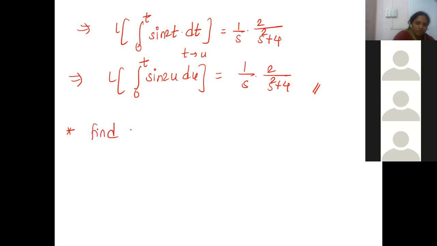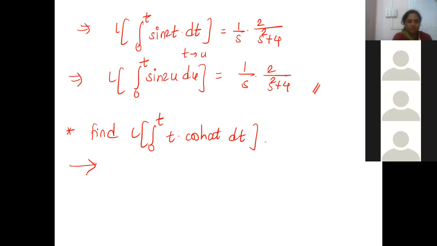Find the Laplace transform of integration from 0 to t of t cosh at dt. How will you solve this? Can you tell me the steps? What will you first consider, and which are the properties? Consider Laplace of cosh at. Correct. Then apply the multiplication by t property. Correct. Then integration from 0 to t, the integral property. Correct. So you are first considering here Laplace of cosh at.